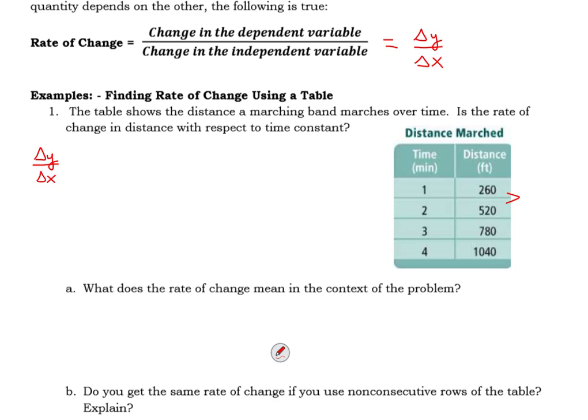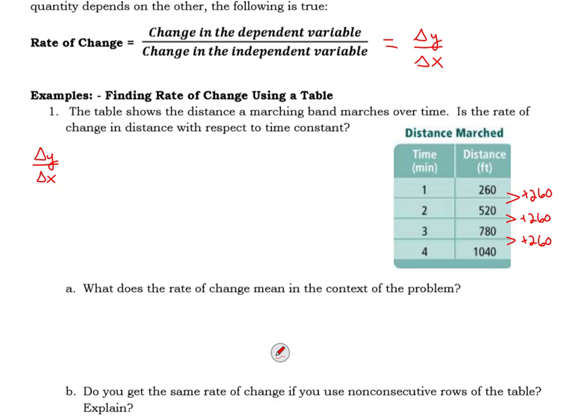So to go from 260 to 520, I have to add 260. To go from 520 to 780, I add 260. And to go from 780 to 1040, I add 260. Now be careful, because you want to make sure you check all the values, because they do like to give you two changes of 260 and then make the third one a different number, or even the fourth one a different number.